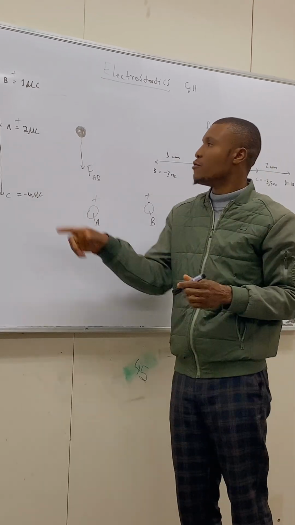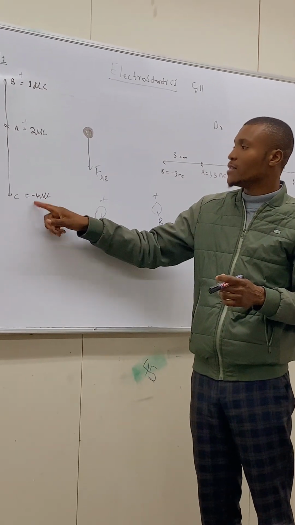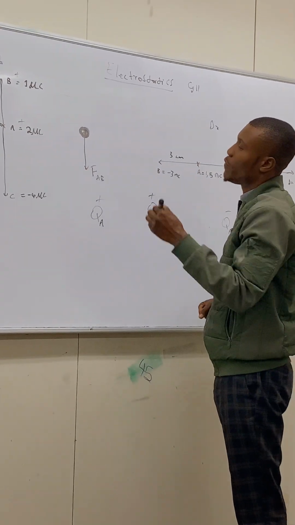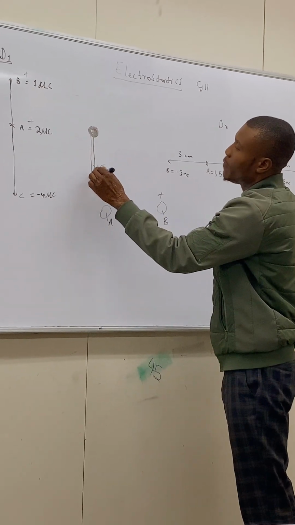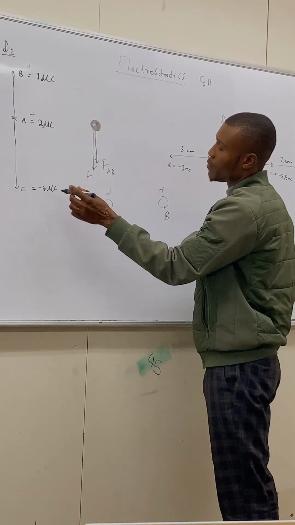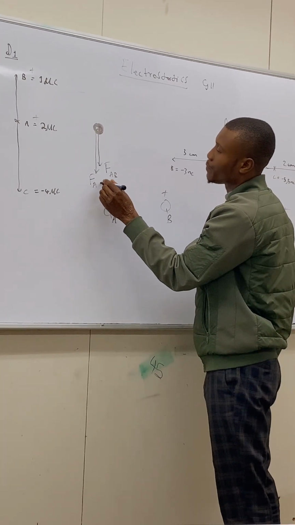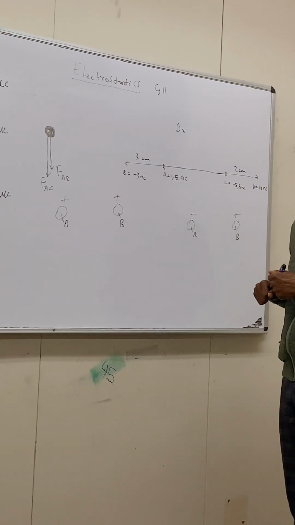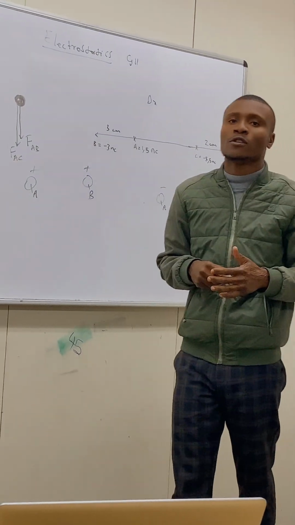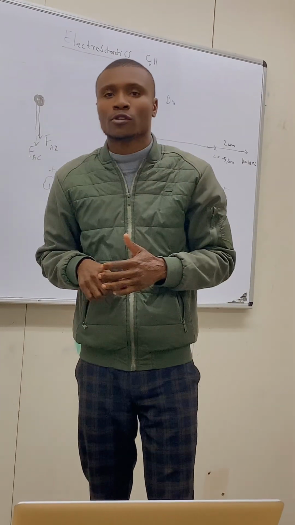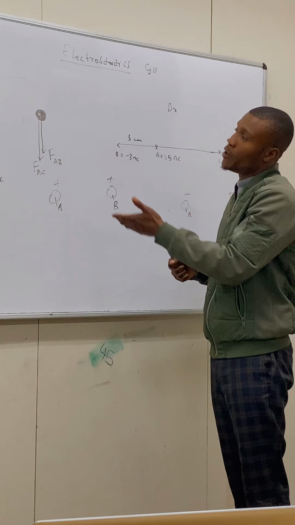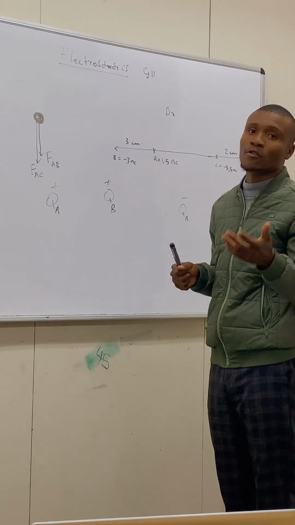Then if you check here, we have A and C. C is negative and A is positive, so there will be a force of attraction. So we will have another arrow going down, meaning this one is force number 2 on A due to C. The reason why we are showing the direction is that force is a vector quantity, so we consider the direction and the magnitude. You have to choose whether your direction is positive or negative.